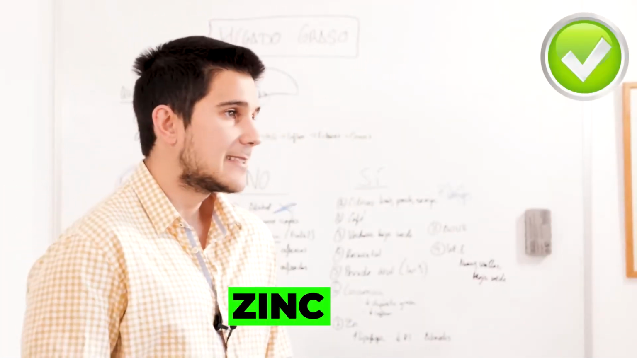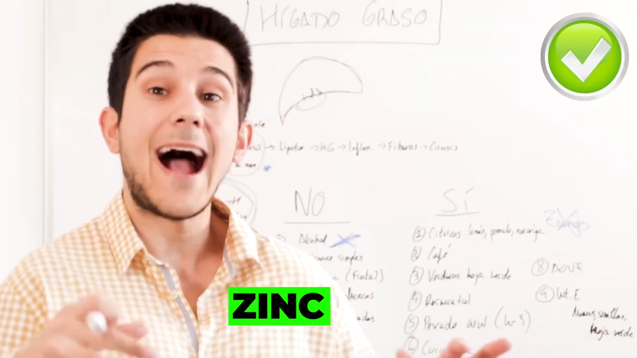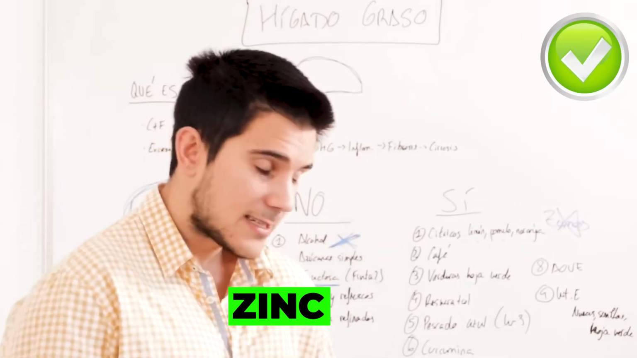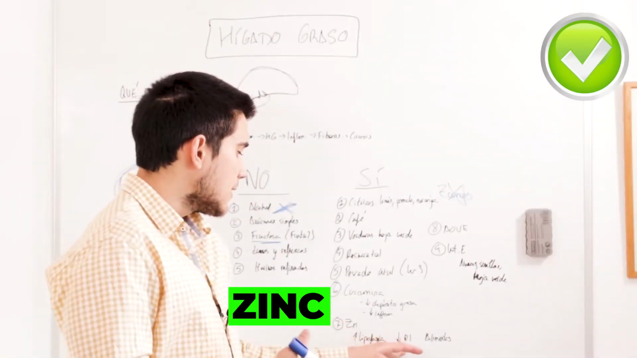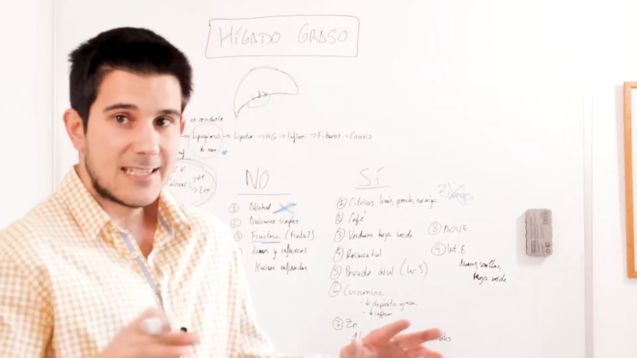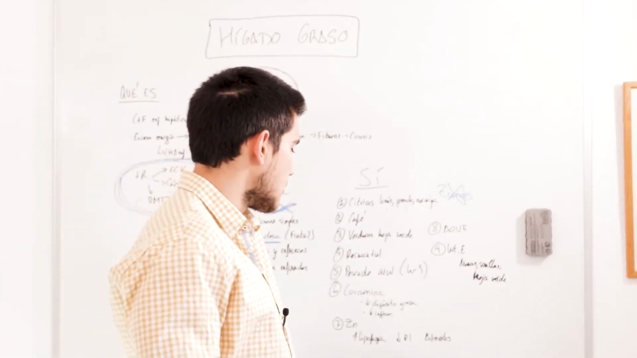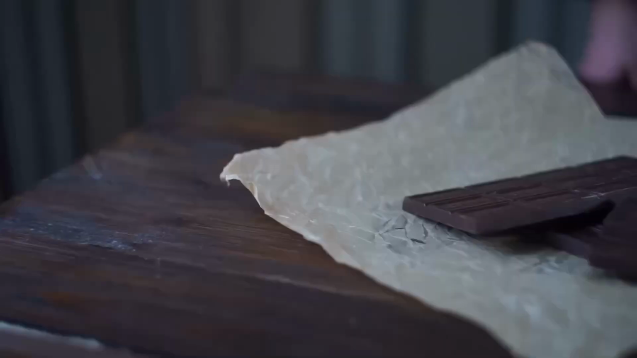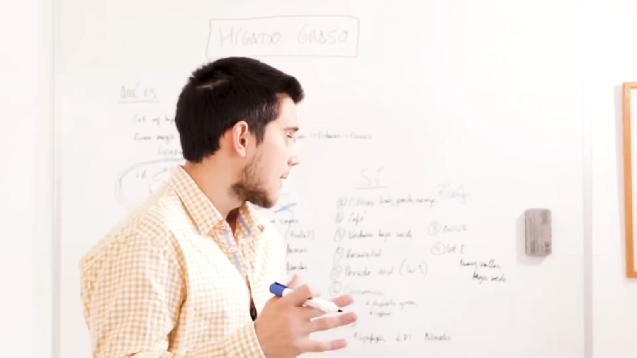This mineral, this trace element, has been shown to increase what is called lipophagy, that is, the consumption of fat by the body, and reduce insulin resistance, which is a factor that is clearly related to fatty liver. Foods that contain zinc are oysters, pork meat, dark chocolate, seeds, and green leafy vegetables as well.